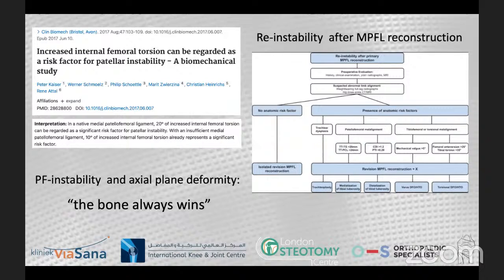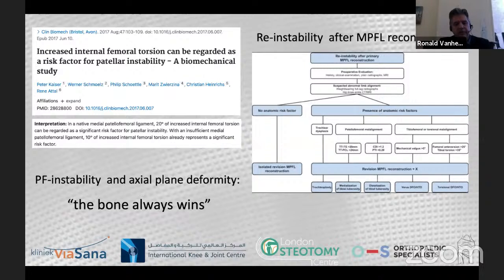Now, there is literature, and there's an abundance of literature coming out in the past 5 years. Many of that comes from Germany, but there are also other good publications from all around the world. And they all confirm this. The increased internal femoral torsion can be regarded as a risk factor. And also, to come back to the previous speaker, Bhushan, on the MPFL reconstruction, the MPFL will just fail.